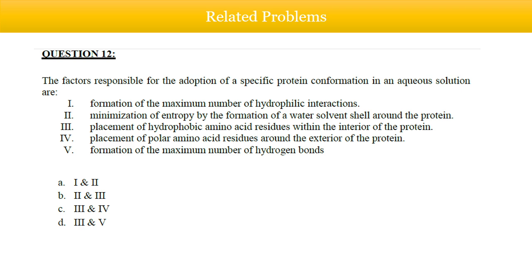So probably the options given over here are not actually very correct, because according to me all the 5 options are actually correct, right? The number of hydrophilic interactions is important, and more polar residues increase the hydrophilic interactions. The hydrophobic core is controlled by the hydrophobic amino acid residues in the interior. The maximum number of hydrogen bonds will lead to better stability of the protein, and maximization of entropy of the water. Minimization of the entropy is also required around the protein. So all the 5 options are correct over here.